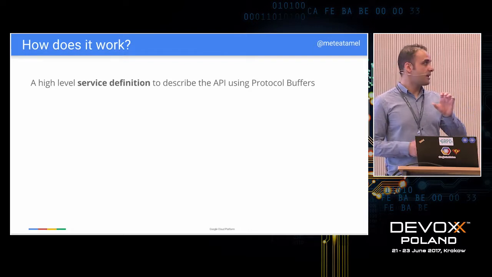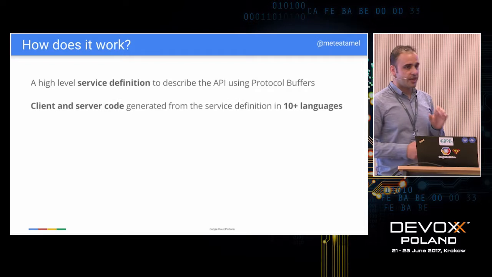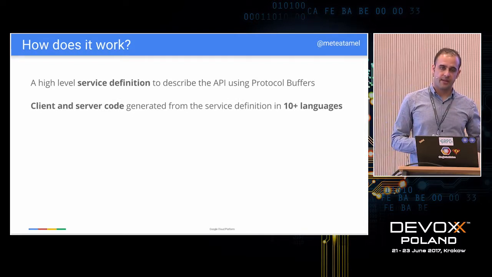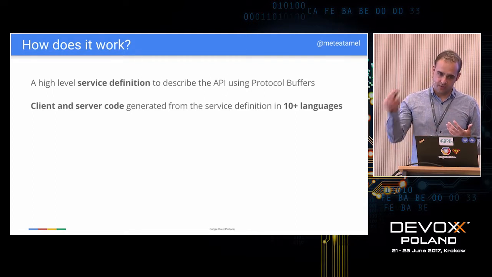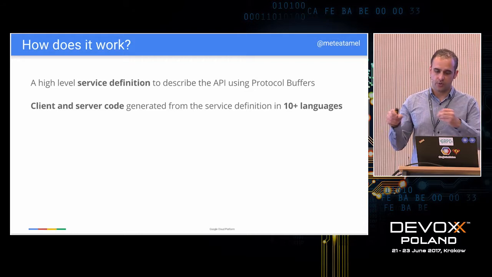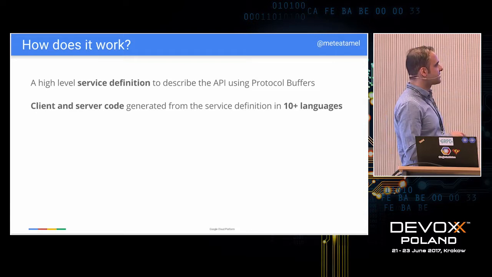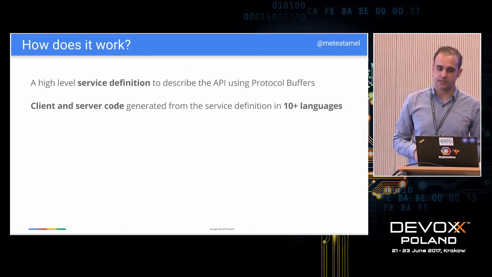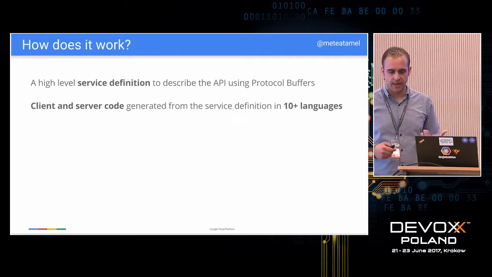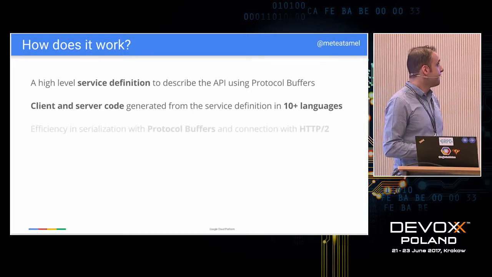So once you have the service definition, you generate code. You generate code for the client, and you generate code for the server. All the low-level connectivity between the client and the server is handled for you automatically. You just create your service definition, generate code, and then you have the connectivity ready to go. And this code generation happens in 10+ languages. I'm going to show you Java and .NET today, but there are others as well.